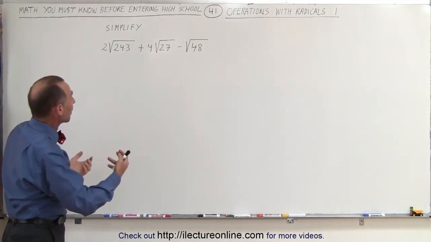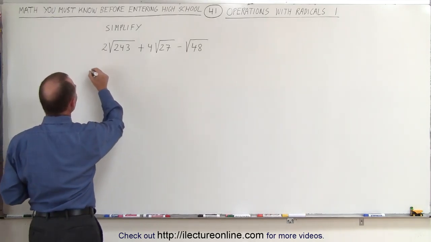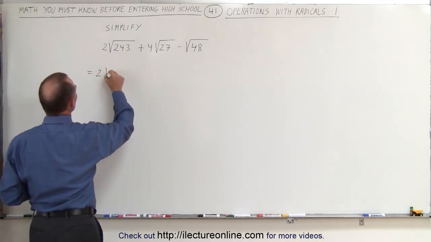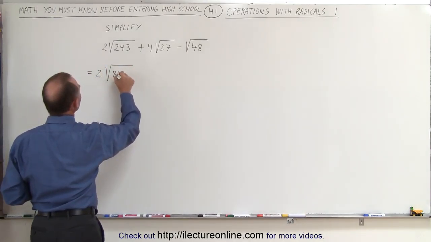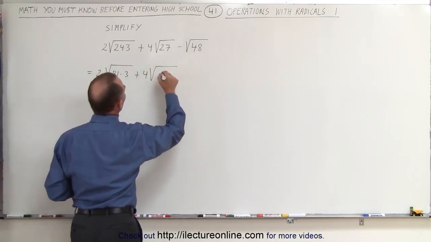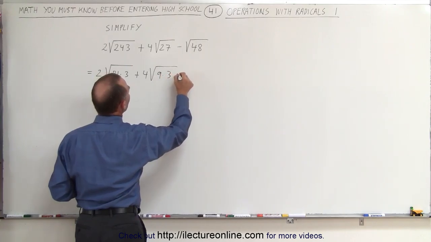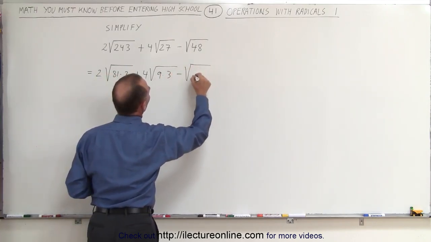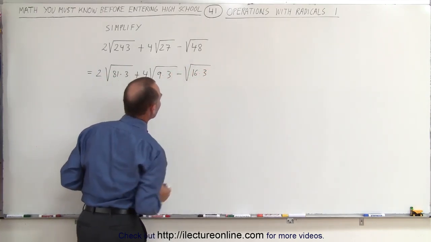Notice that we can factor out a 3. So this can be written as 2 times the square root of 81 times 3, plus 4 times the square root of 9 times 3 minus the square root of 16 times 3.